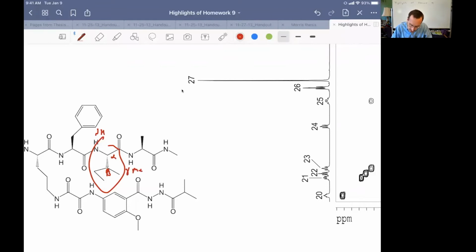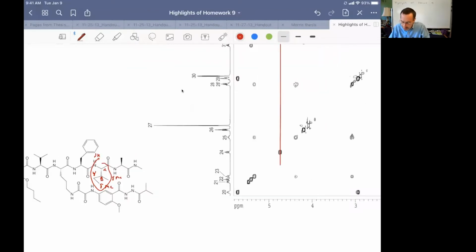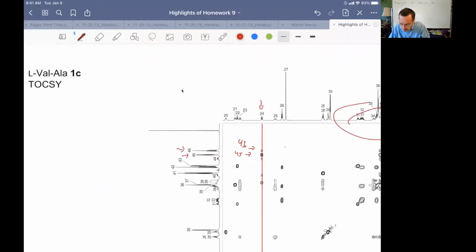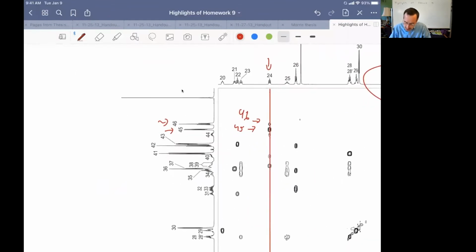We have gamma protons, gamma methylenes, and then we're going to have a delta methyl group, which is going to be split by the gamma methylene. So pretty obviously, if you look at this, the triplet methyl group here is going to be your delta methyl group, the one that's split by the methylenes. And this doublet here is going to be your gamma methyl group.